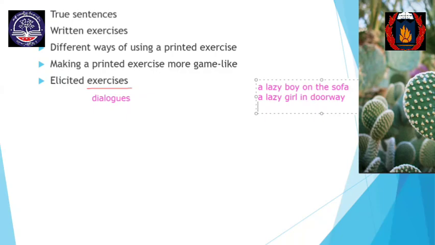So like the language item, we elicit. Firstly, how can the boy say in this situation, and how would the lazy girl reply? Because the students already know they both are lazy. That's why they don't want to carry the suitcase. So the students get the dialogue. The students get the sentences that they are going to say in this situation.